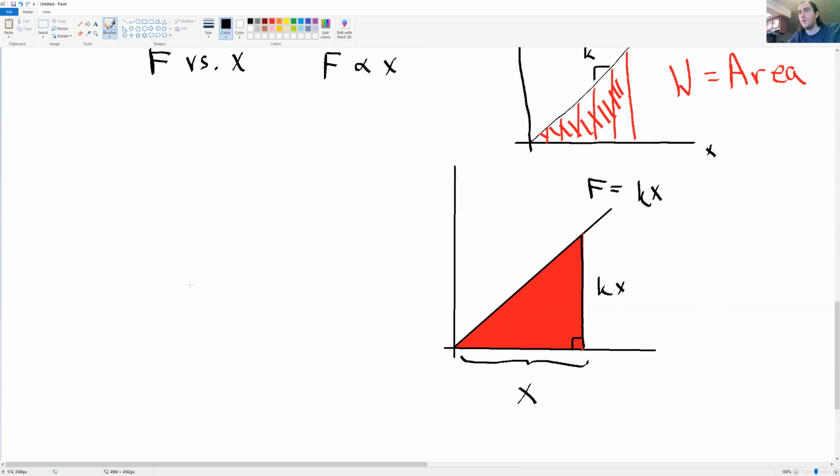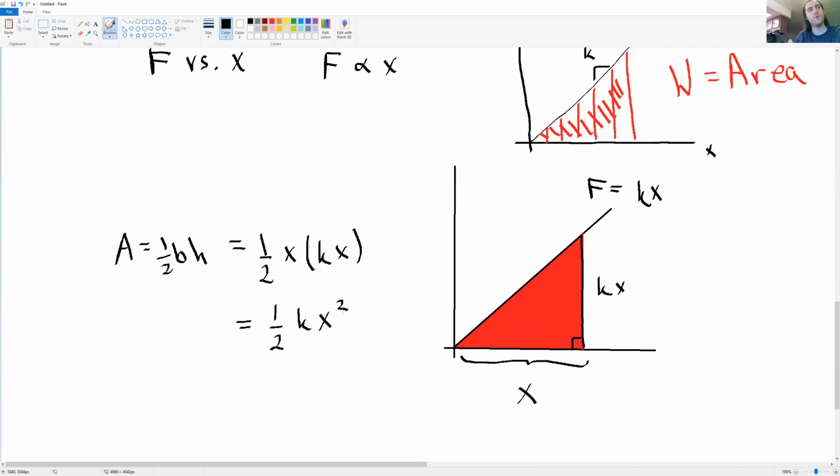Okay. So applying the area of a triangle formula, 1/2 base times height, we get 1/2 X times KX, and we arrive at 1/2 KX squared. So many of you wrote 1/2 FX, which is still the correct answer, right? But it's nice to take that one step further and substitute in KX for F. So that's good. A lot of you are getting that. So 1/2 KX squared is the potential energy stored in the spring.